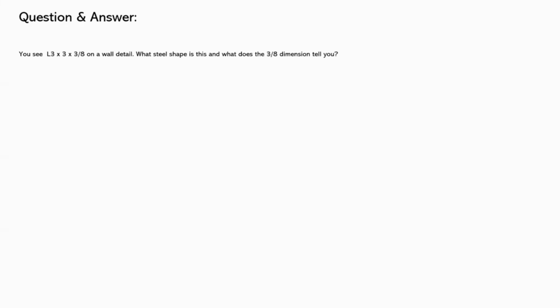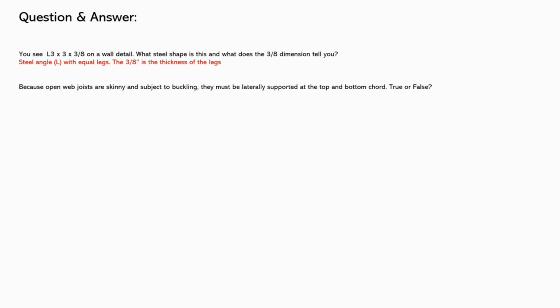So you see a L3 by 3 by 3/8 on a wall detail. What steel shape is this, and what does the 3/8 dimension tell you? It's a steel angle L with equal legs because you have the 3 by 3, and then that 3/8 inch is just the thickness of the legs.